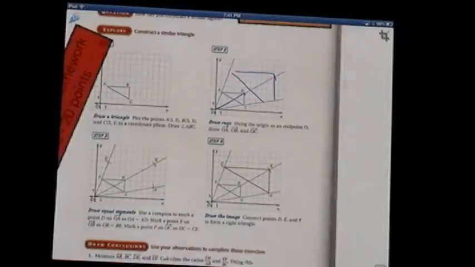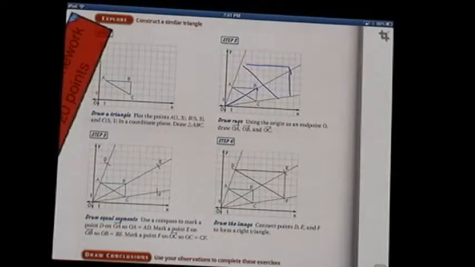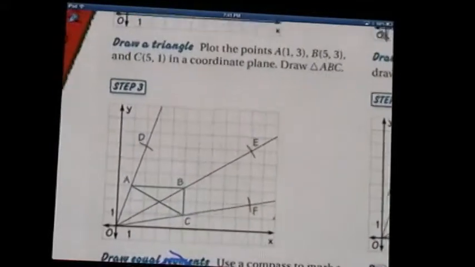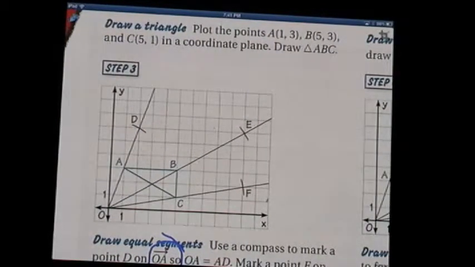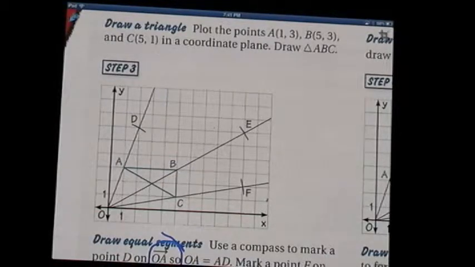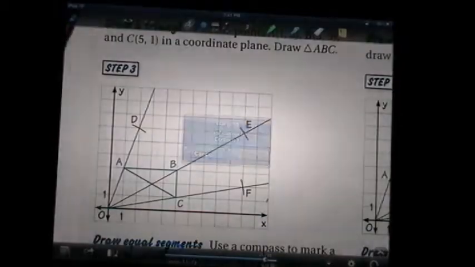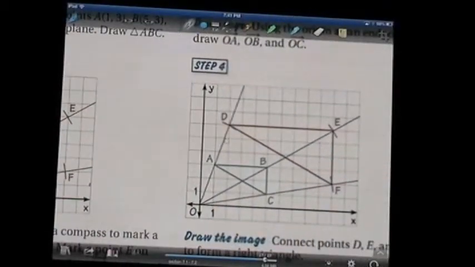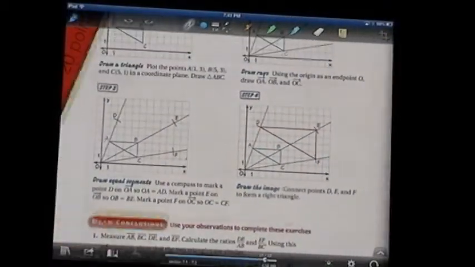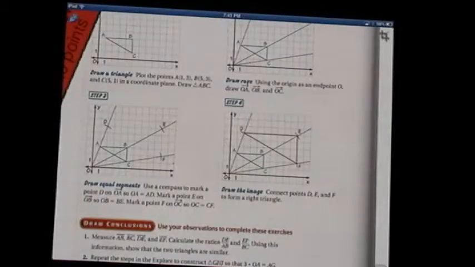Okay? It says use a compass to mark point D so that it's exactly equal to OA, so you can find that distance. You could also put the pointy end of your compass on the A and put the pencil end on the O, and then just turn it around and draw your arc on that ray that you've made. Okay? And then you're going to connect your dots. And it says measure AB and BC.